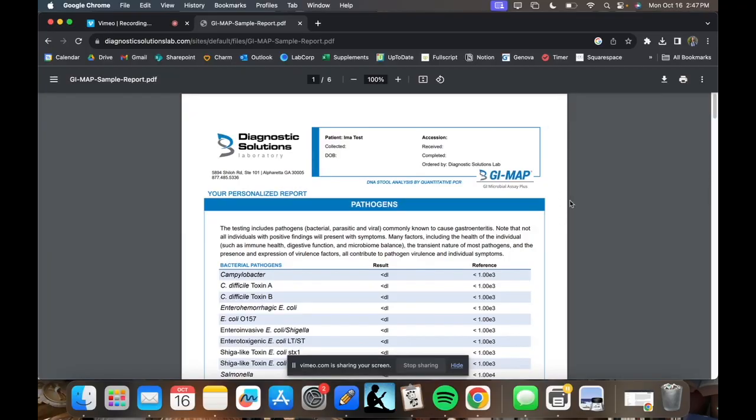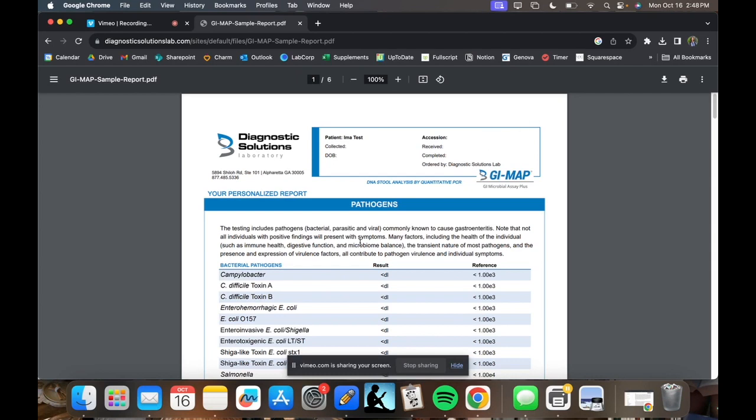All right, here we have a GI-MAP stool analysis. This is what it looks like. And just a reminder, this is a DNA PCR stool analysis, and it's done via an automated process. It's looking for DNA in the stool, so it's a very sensitive test, which is why I really like it. But just note, with different stool tests, the technology is different for how they are looking for pathogens, since some are culture based, some are DNA based. There's other technologies too.